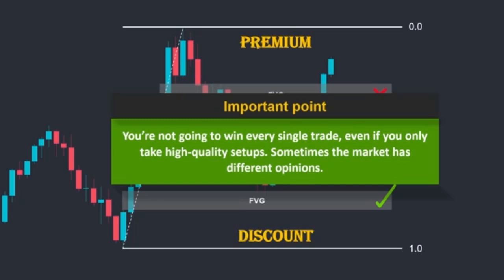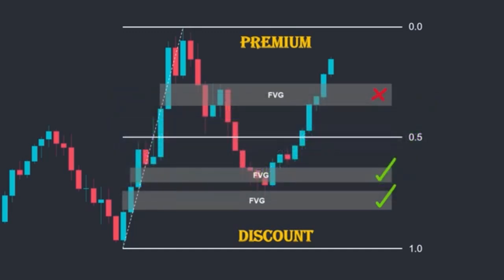Sometimes the market has different opinions. Even with a 30% win rate, you can be profitable as long as you have a solid risk management plan. You can't control the outcome of a single trade, but you can control the outcome with an overall good risk management plan. As long as you take high-quality setups and stick to your rules, you will be fine.